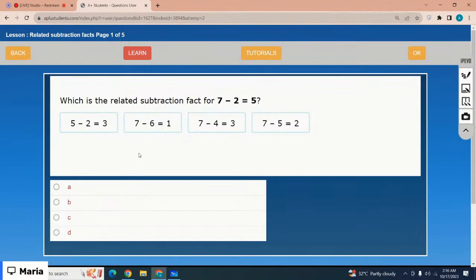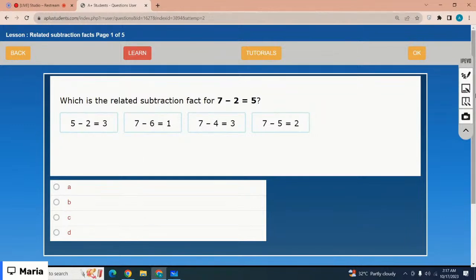Which option is the correct one? 7 take away 2 equals 5, and the related fact is A, B, C, D, which is the correct option. Very good. That is option number D.